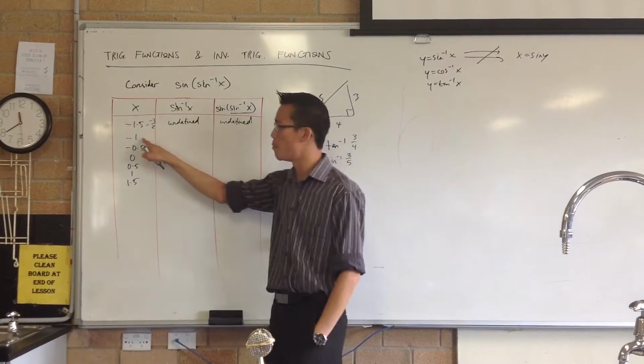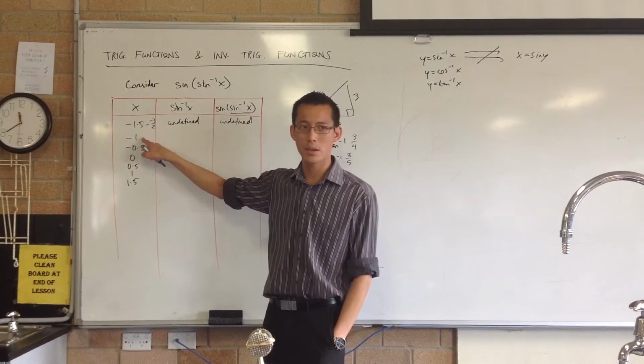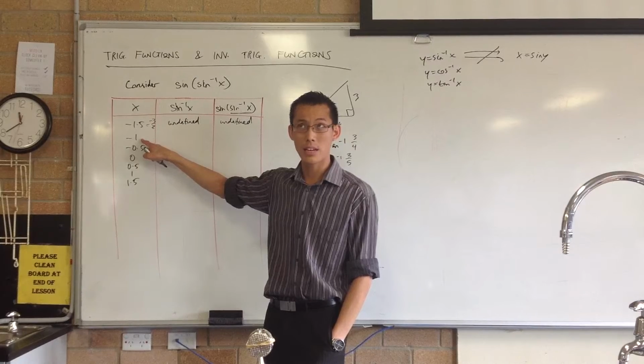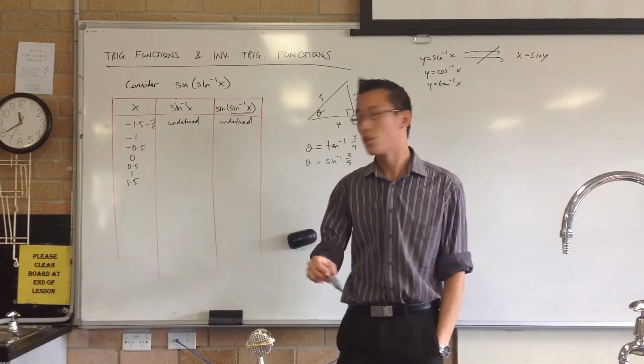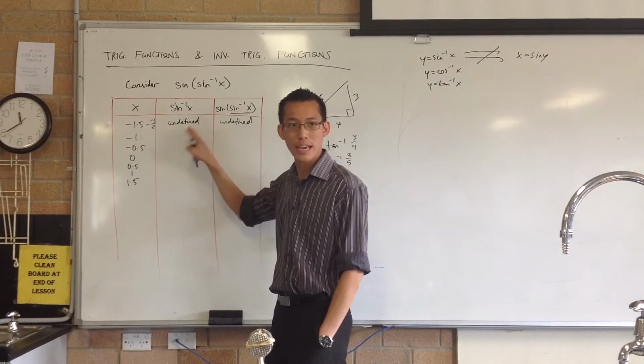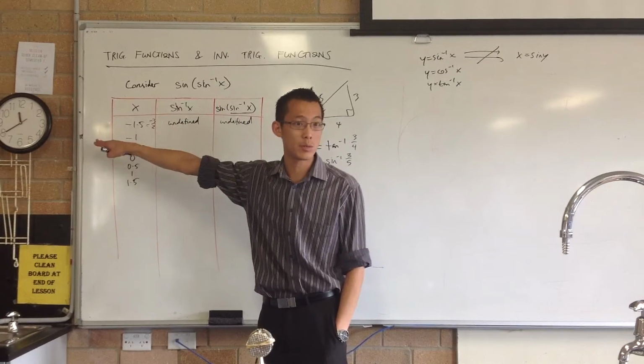Okay, what's sine inverse of minus 1? Now I wonder if you can tell me what that is without a calculator. Sine inverse of minus 1. That's the angle. The angle that you will get, if you take the sine of that angle, you'll get minus 1.